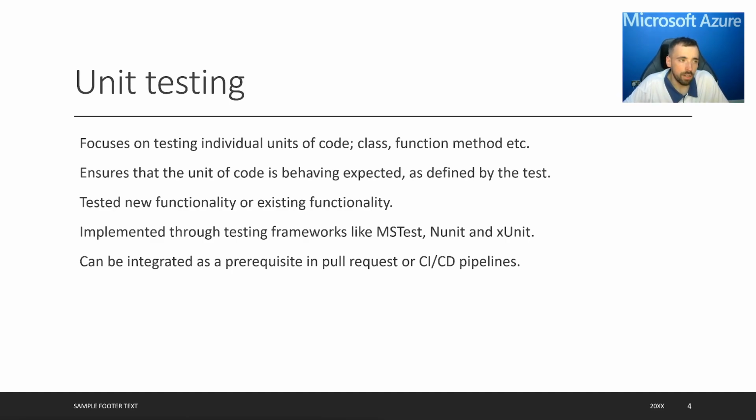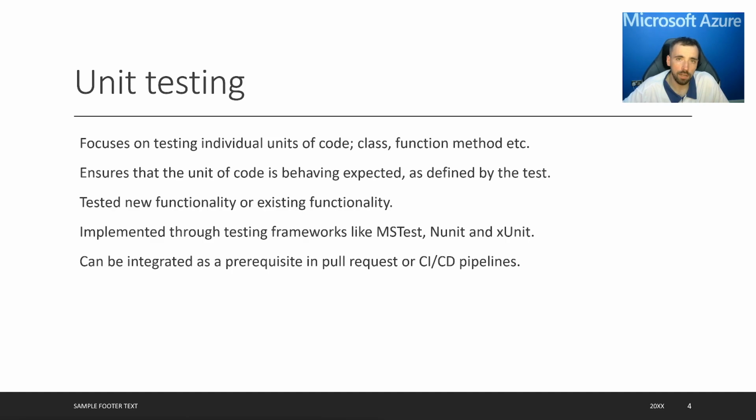And unit testing is focused on testing individual components of code to ensure that they function in isolation. So this is stuff like classes, functions, methods. We're testing those individual units without dependencies on external infrastructure and just making sure that they execute and give us the response or the result that we have defined in the test. When we're running unit tests, we're testing new functionality or existing functionality.